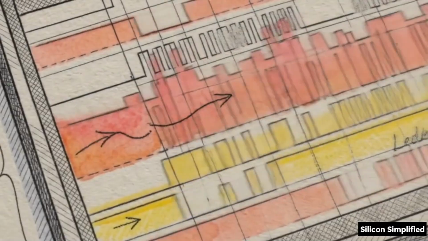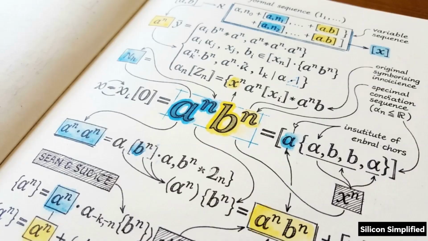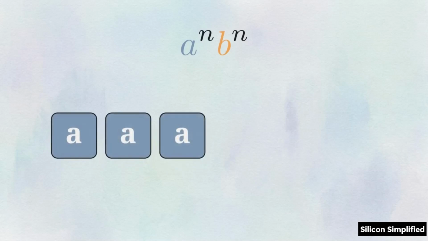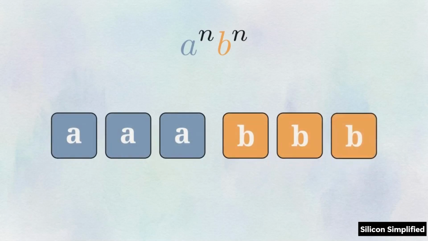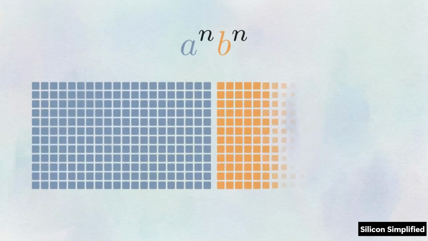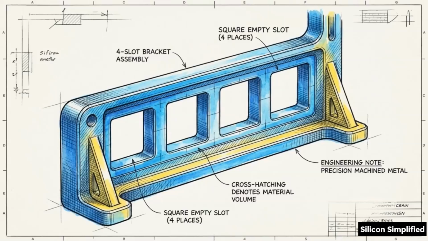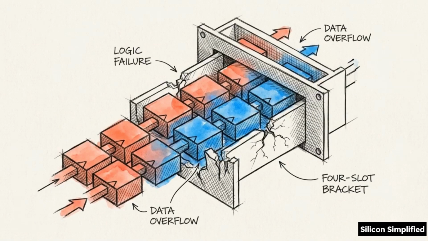Often, hardware must parse dynamic, context-free sequences, like the mathematical model known as a to the n, b to the n. That notation represents an unknown variable number of consecutive A inputs, followed immediately by the exact same variable number of B inputs. That could mean 3 A's and 3 B's, or 10,000 of each. A standard shift register architecture breaks the moment that sequence length n changes unpredictably. If a register is physically built to hold 4 bits, it simply cannot buffer a 10-bit sequence to verify it.